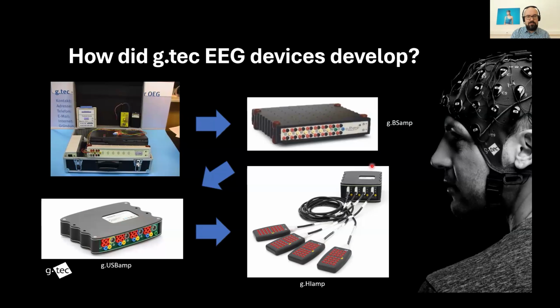And after some time, we saw the need to develop the g.HIamp, which we will be using today. The g.HIamp, very similarly to the USB amp, you connect it via USB to the computer. It has a high sampling rate of 38 kilohertz. You can record active and passive electrodes at the same time, and the biggest difference is the number of channels. You can go up to 256 channels on the g.HIamp, and for the USB amp, as I said, 16 channels.